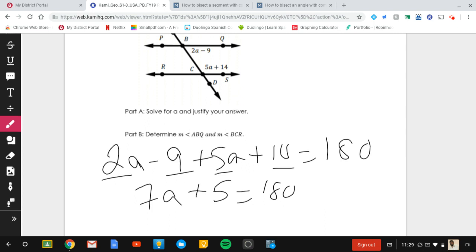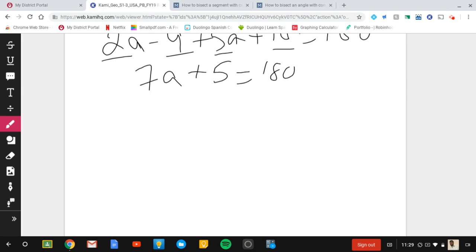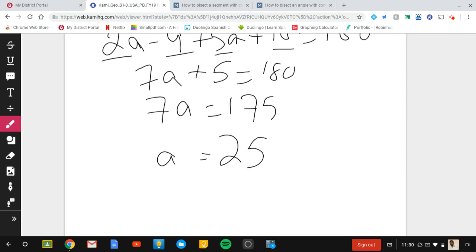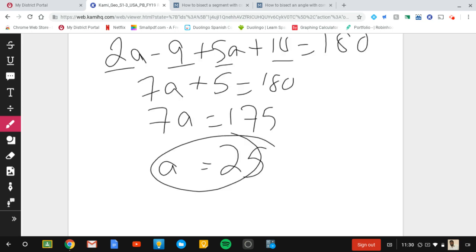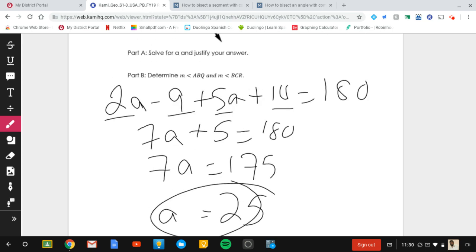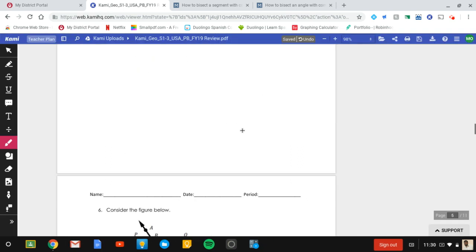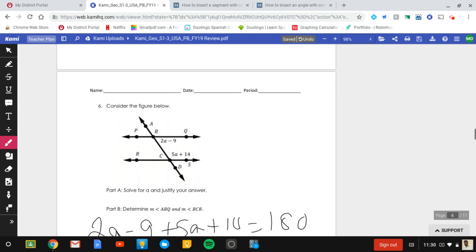I'm subtracting 5 from both sides. When I subtract 5, I get 7A is equal to 175. So what's A going to be? A is going to be 175 divided by 7, and I get 25. Once I get A to be 25, this is when it gets fun, because they start asking you some interesting questions here. This was driving me crazy because I couldn't see.